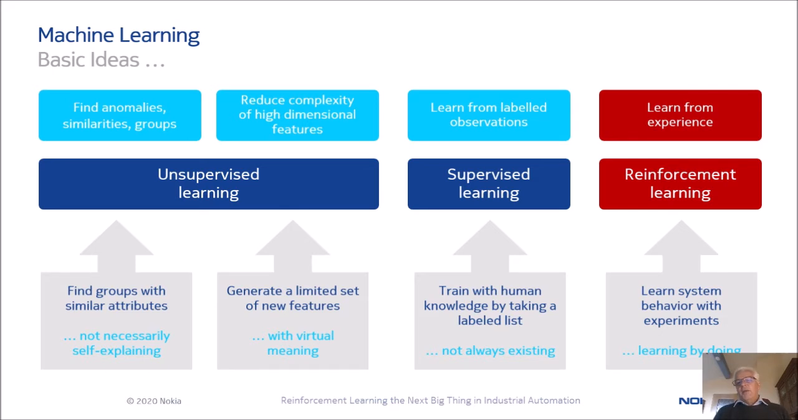Good, so the next step could be learning from experience. Reinforcement learning really tries to learn from past experiences, so you don't need a labeled set of observations. The system itself tries to find out how the system it controls is working. It does experiments, it gets feedback from those systems, and it's finally learning by doing. So reinforcement learning can be a great step and a great advantage in doing machine learning in general.